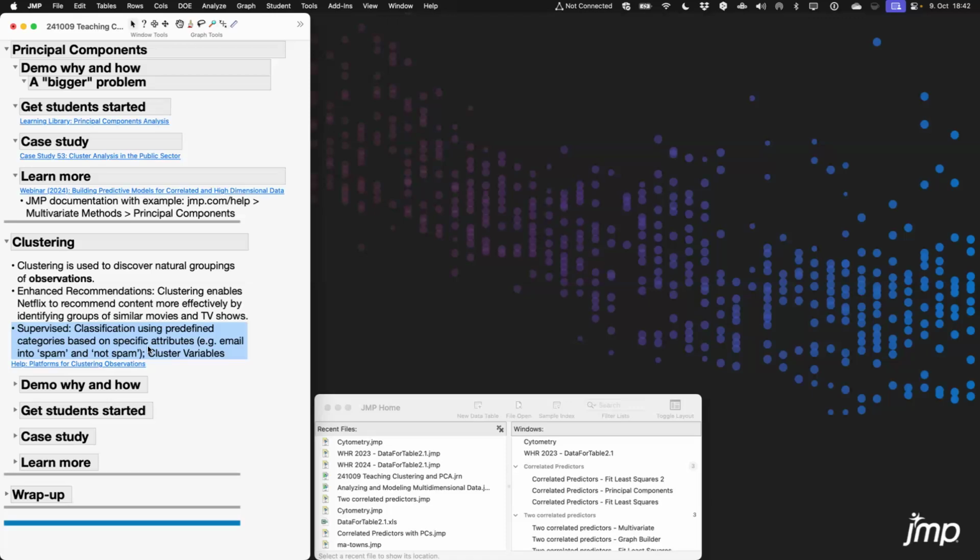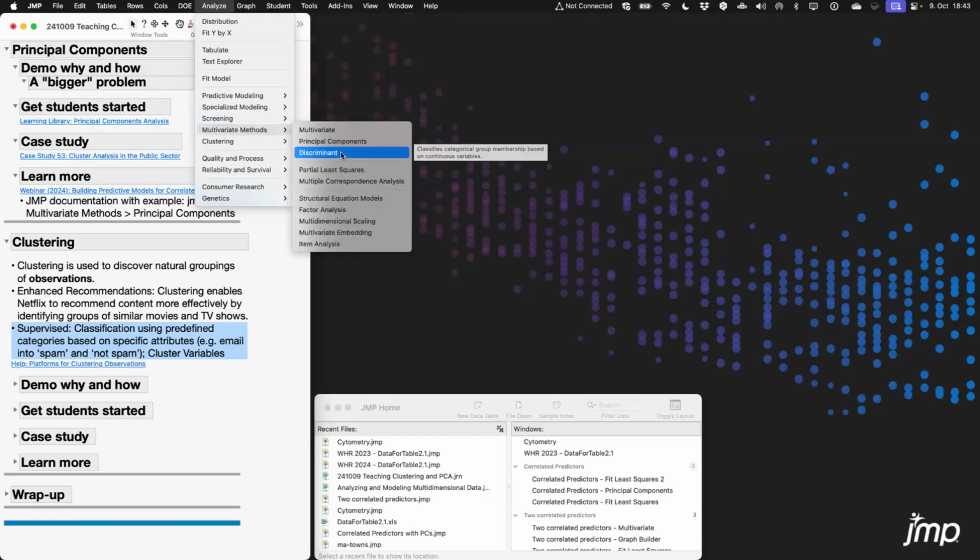If you use this in a supervised setup, then it's about classification. If you want to assign observations to predefined categories, maybe a spam filter has to check each email. Is it spam or not spam? Yeah, and that's a different story we are not covering here, but that's maybe a discriminant analysis. Yeah, so this is an analysis where you have categorical outputs, responses.